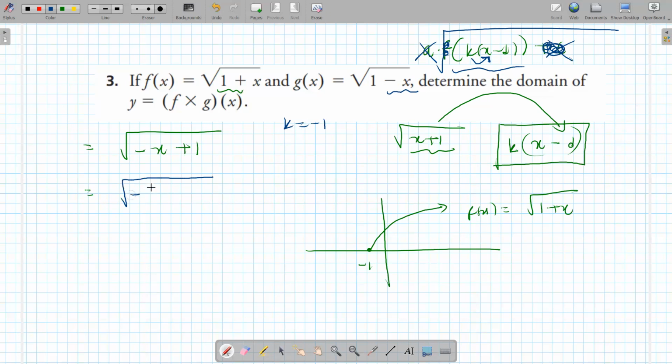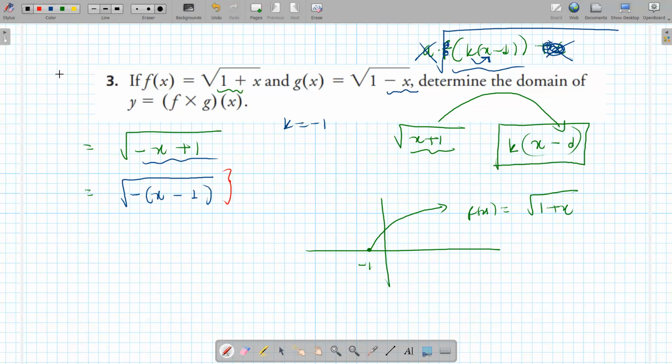So I'm going to pull this out. What am I left with if I pull out a negative 1 from this? x plus 1 or x minus 1? It'll be x minus 1. Negative times x, negative x. Negative times negative 1, positive 1. So you need to be able to do this to see what the transformations are.